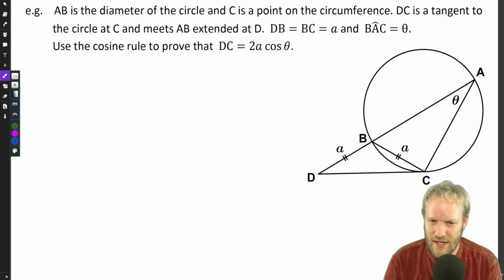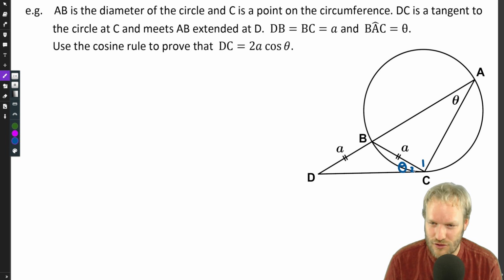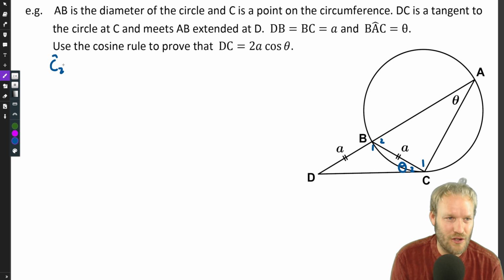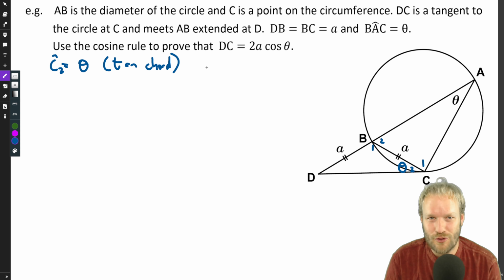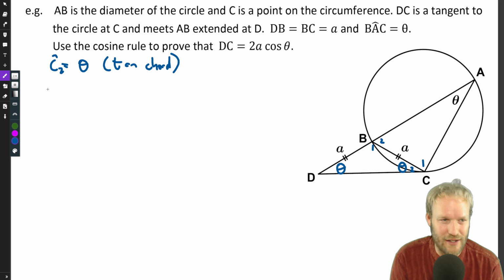Well, if that's theta, if DC is a tangent, then just with tan chord, I think it makes sense. Well, let's just label that theta already. But that one we're definitely going to need to give a reason for. So C1 and 2, B1 and 2, so C2 equals theta because of tan chord. Okay, useful reason that we use so often.